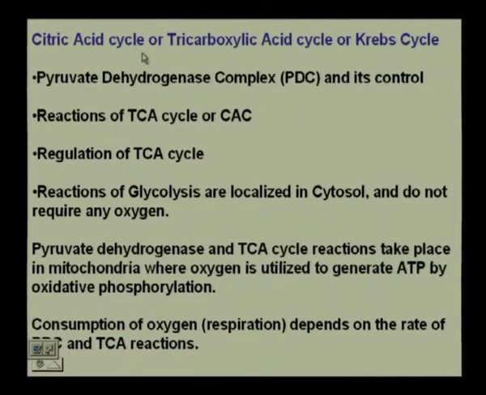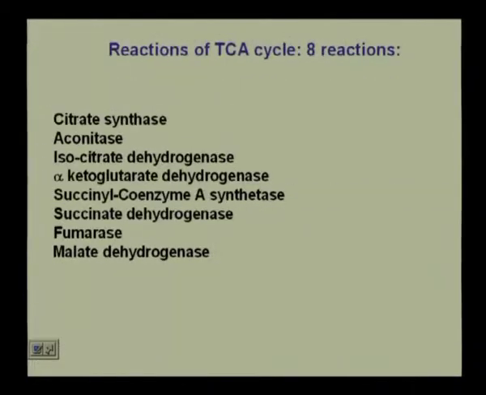We have the basic features of the citric acid cycle, where we have the PDC and its control, reactions of the TCA cycle, and, as I mentioned before, the reactions of glycolysis that are localized in the cytosol, and these take place in the mitochondria. Okay, the matrix, and the respiration, the ultimate oxidative phosphorylation, takes place in the inner mitochondrial membrane. These are the enzymes. There are 8 reactions going on here. We have citrate synthase, aconitase. We will go step by step in each of these, like we went for glycolysis.